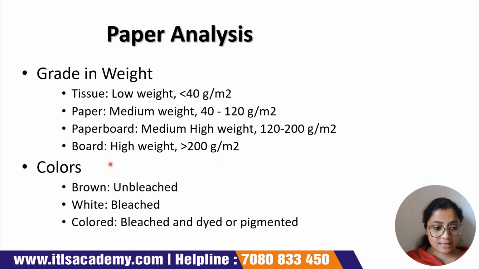The second thing that we need to analyze is colors. If it's brown, that means it's unbleached. If it's white, that means it's bleached. Bleaching is basically the process of removal of the original color. When we color our hair in the parlors, the first step that is done is bleaching. Why is it done? It's done to remove the original color of the hair, so that whatever next color we put in, it quickly absorbs that color. So white means it's bleached. Colored means it can be bleached or it can be dyed or pigmented.